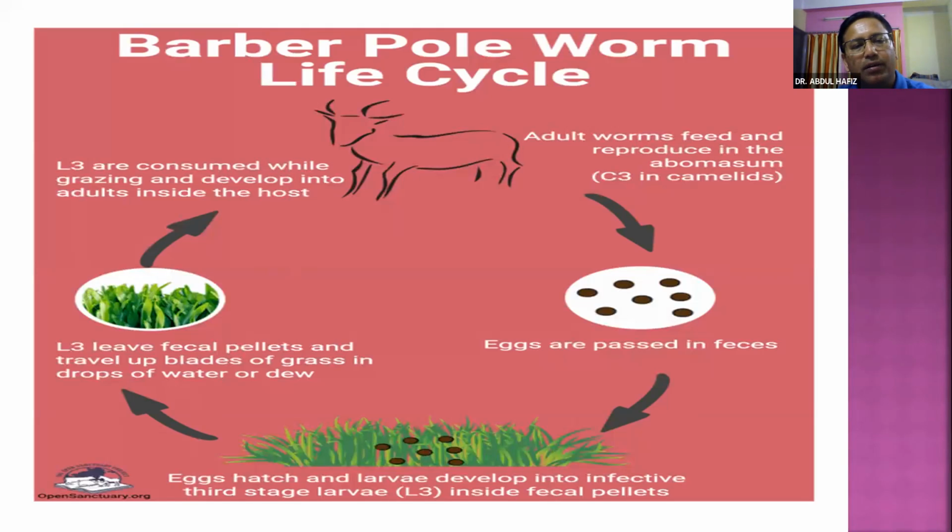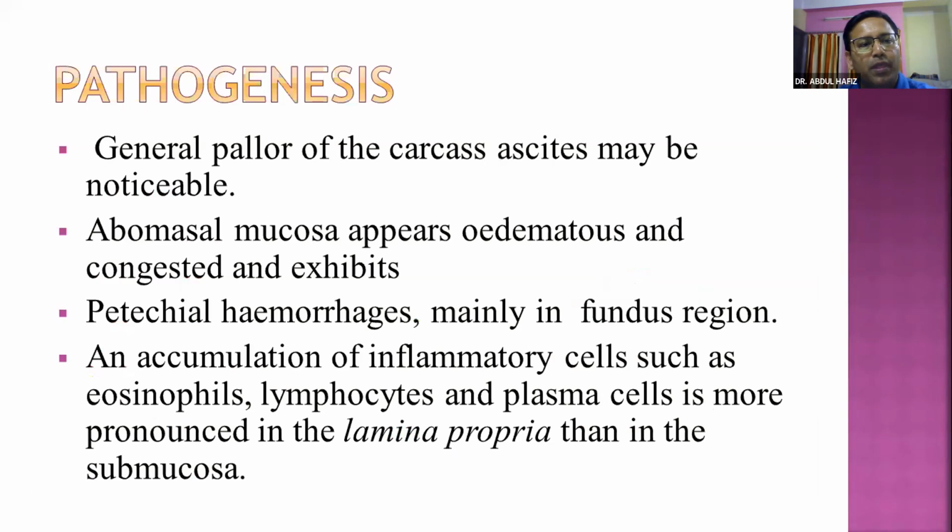This is also a life cycle I have already discussed. Pathogenesis: general pallor of the carcass, ascites may also be noticed. The abomasal mucous membrane is edematous and congested, with petechial hemorrhage in the abomasal wall. Pinpoint hemorrhage is also there in the abomasal mucous membrane. And in haemonchosis, eosinophil percentage is generally high in case of parasitic diseases.